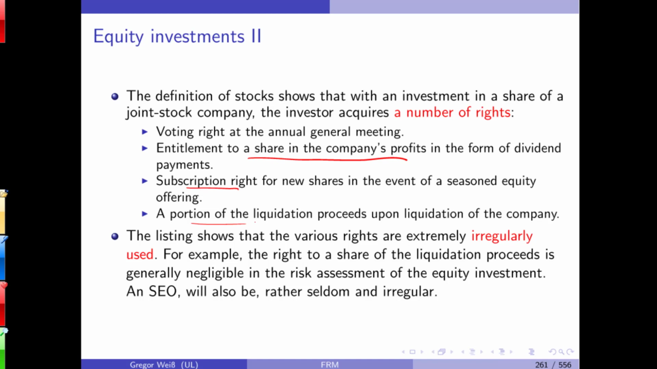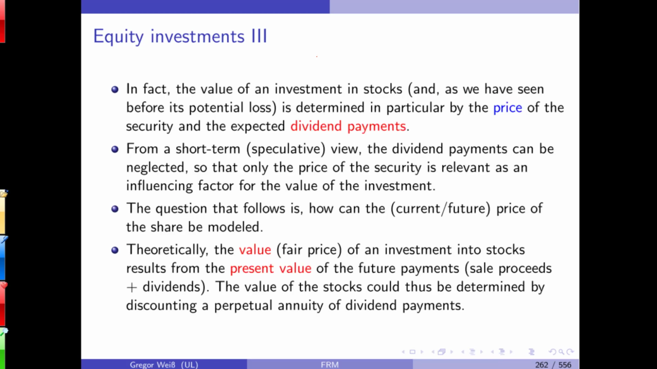Okay. In the end, most investors don't really care about the voting rights, the entitlement to a portion of the liquidation proceeds, and so on. What is most important in the end is the price of the share and the dividends. At some point, we will sell the stock for the then current stock price, and we will receive dividend payments on our way up to the point at which we'll sell the stock. So we have dividend 1, dividend 2, dividend 3, and so on, and at time T it's dividend T plus the stock price T. Now, what do we need to come up with a fair price of the stock price today?